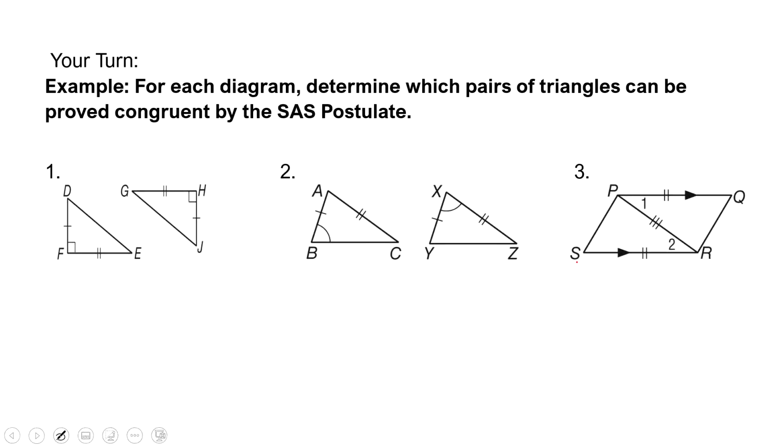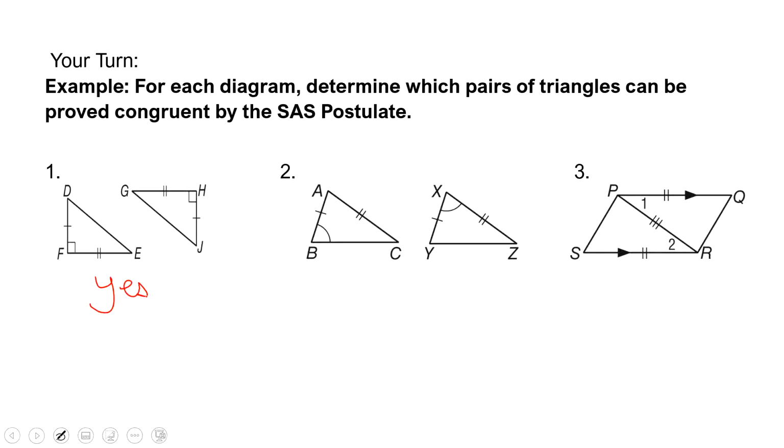Okay. So the answer is, when I look, we're looking for side angle side. Remember, it's the two sides and the included angle of those two sides. In triangle one, I have two sides that are congruent. The included angle is congruent. So yes, these are congruent by side angle side.